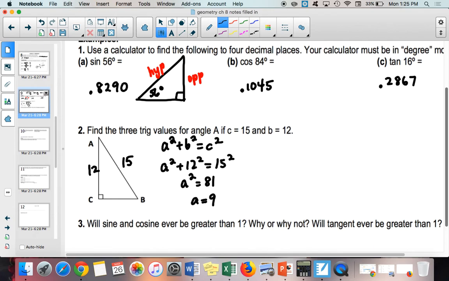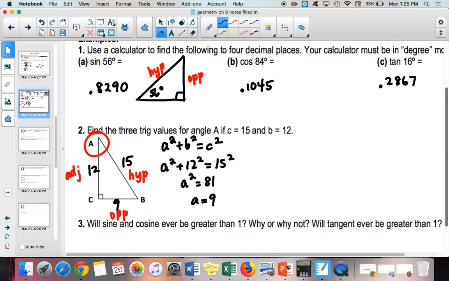So we get A equals 9. All right, so we have all that. Okay, so if I want to find sine of angle A, here's my angle A, right? Which one would be opposite? What's opposite A? The length BC, which is 9. It's little a, so that's going to be the opposite. The 15 is clearly the hypotenuse. So that means that 12 is the one that's adjacent.